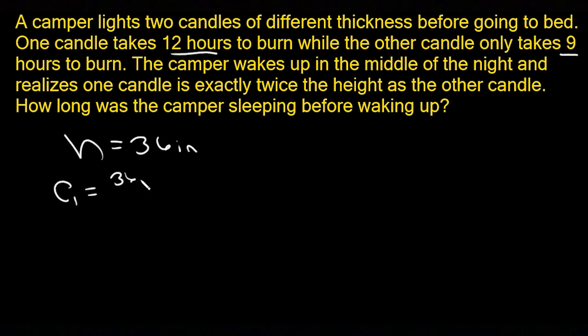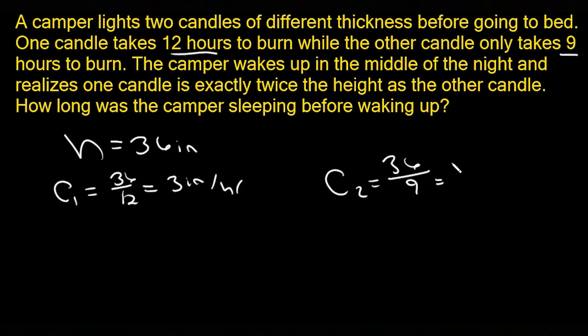So what I'm going to say here for candle 1, the burn rate is going to be 36 divided by 12. This will be equal to 3 inches per hour, okay? There's my burn rate for the first one. Now for the second one, I get the following. I'm going to get 36 divided by 9, that will give me 4 inches per hour. So 4 inches per hour, okay?